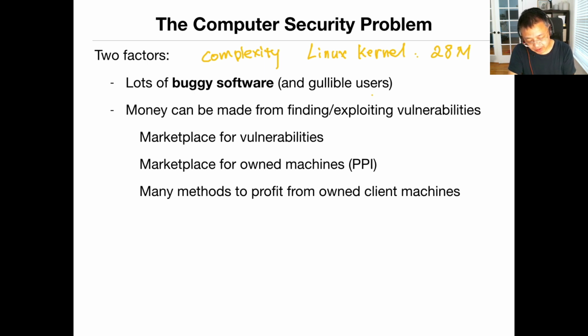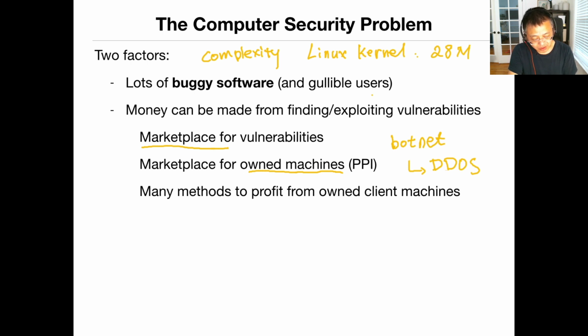So there is a marketplace for vulnerabilities. You can sell those vulnerabilities. Actually, there are some people who can make a decent living by finding and exploiting vulnerabilities. There is also a marketplace for owned computers. An owned computer, usually we call it a bot. So if you have a fleet of owned computers, you can build a botnet. With a botnet, you can do a lot of malicious things, such as distributed denial of service attack.